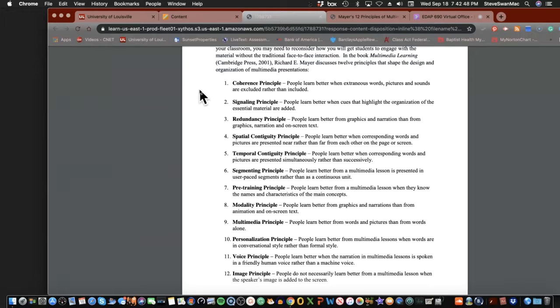Number one, coherence principle. People learn better when extraneous words, pictures, and sounds are excluded rather than included. Why is that the case? You now know. You only have a certain amount of time to hold things in your memory. Simple as that. And if you cross the streams, I keep using that term, it's my term, by the way. It's not a real term.